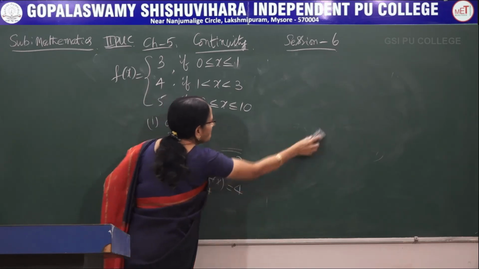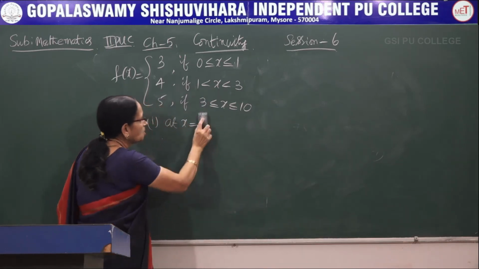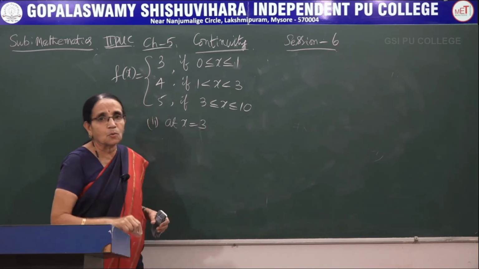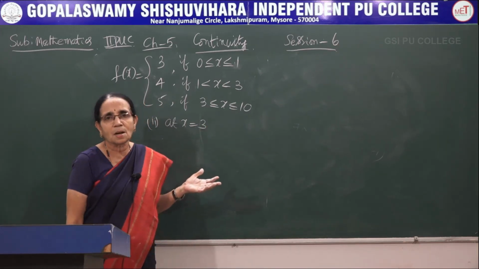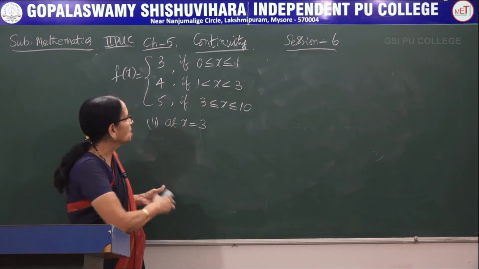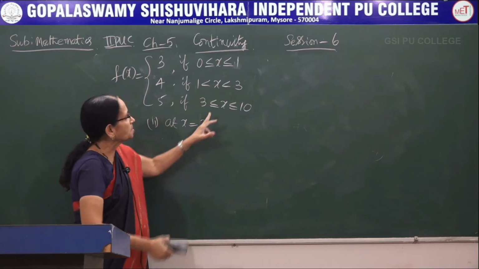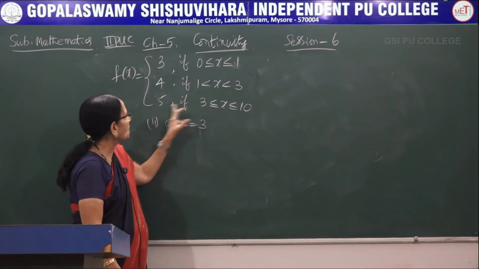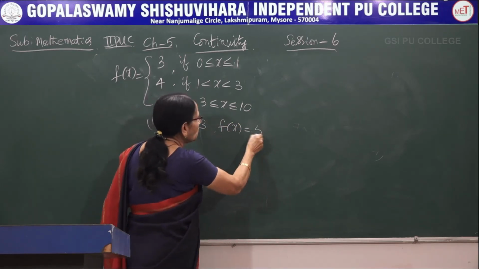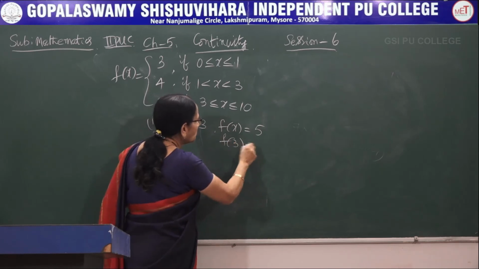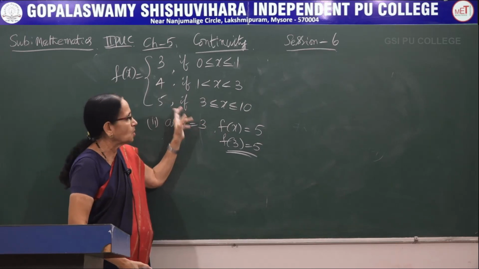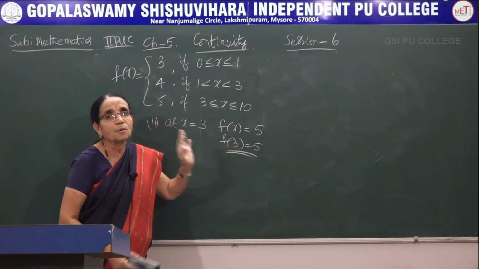Now, we are discussing the continuity at a particular point, that is at x equal to 3. At x equal to 1, we saw that the left hand limit and right hand limit were not equal to each other. Automatically it was discontinuous. Now, take the point x equal to 3. Here we have the equality sign, that is f(x) is equal to 5. In other words, f(3) is equal to 5. Wherever equality is there, that becomes the value. So, f(3), the value of the function, is 5.